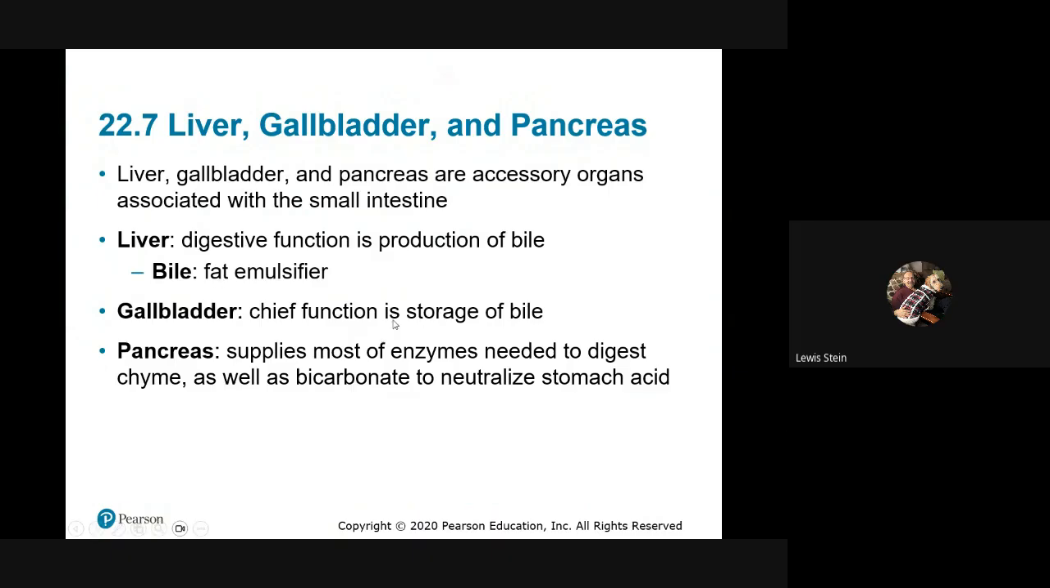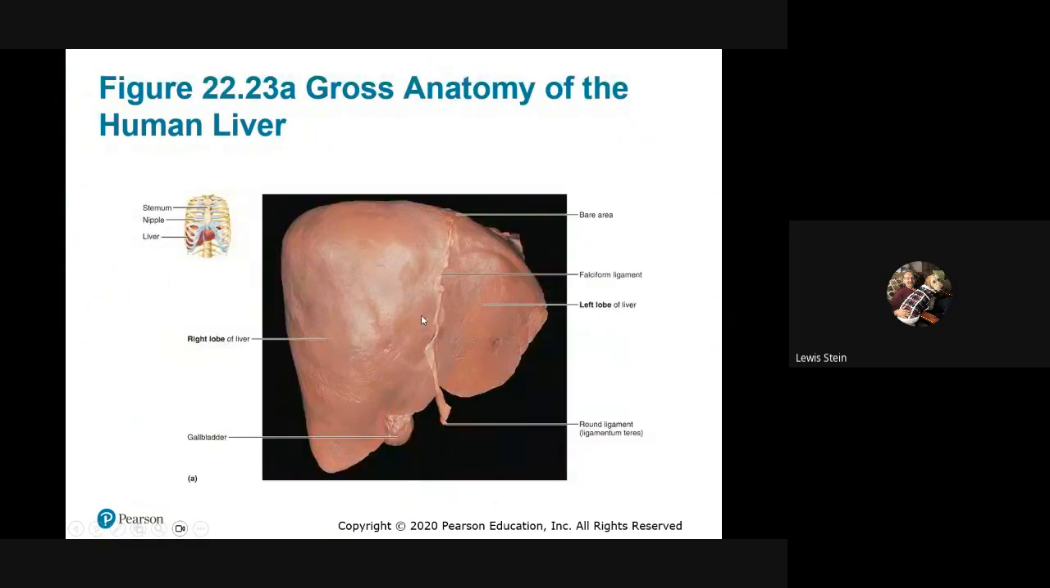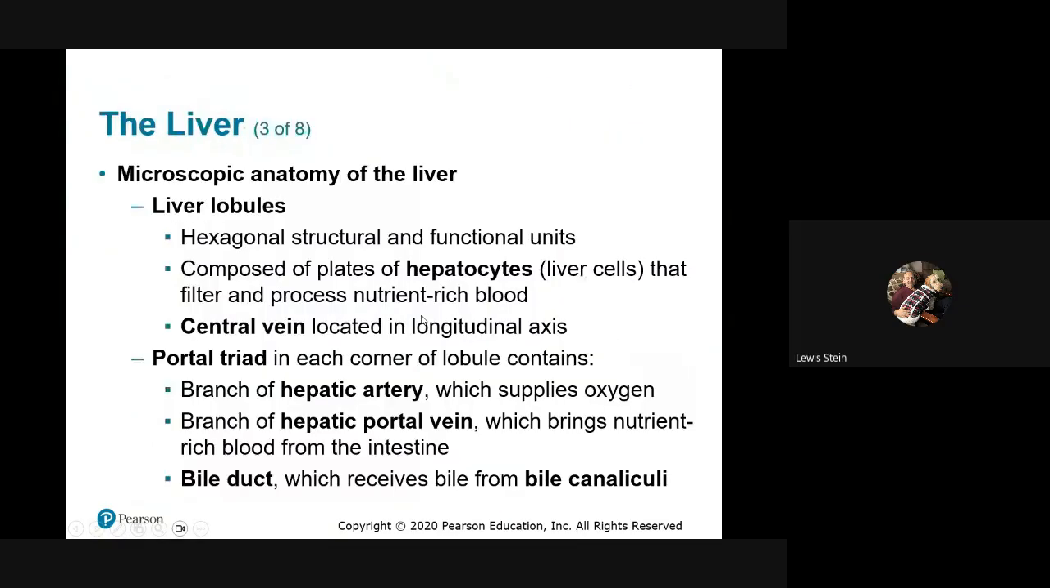The gallbladder is just a storage sac. The pancreas kind of does all the rest, with the vast majority of the enzymes needed to break down the chyme, as well as bicarbonate, which is really important because it's so acidic. We were talking about pHs of 1 to 2 leaving the stomach. If you got that on your fingers in chem lab, it would be unpleasant, to say the least.